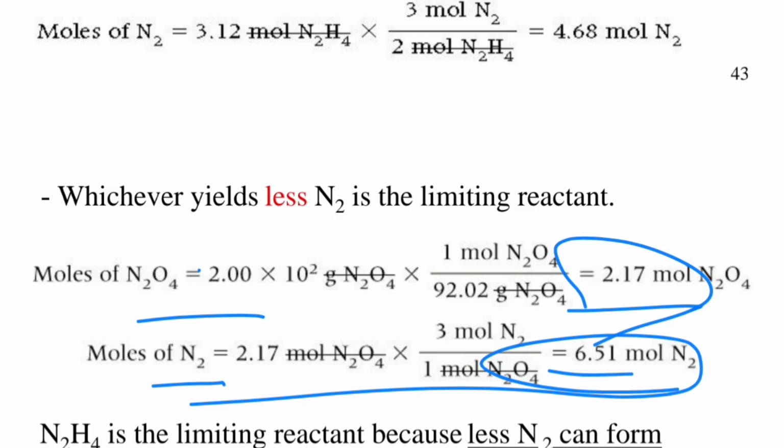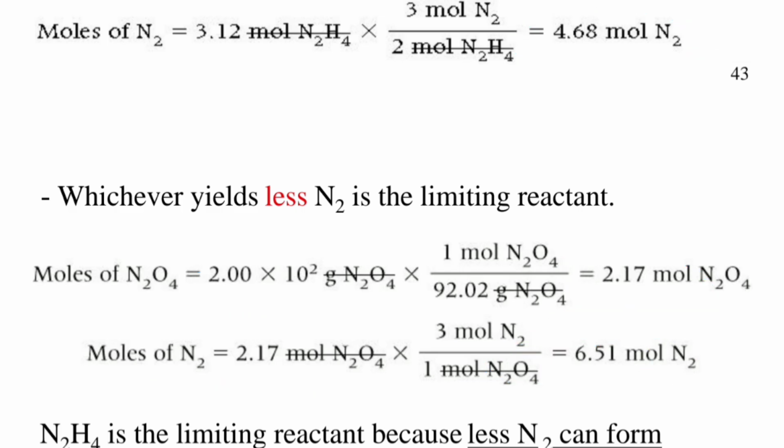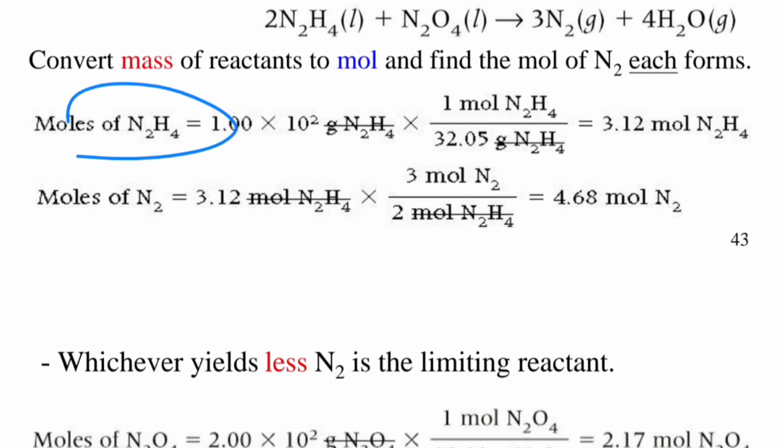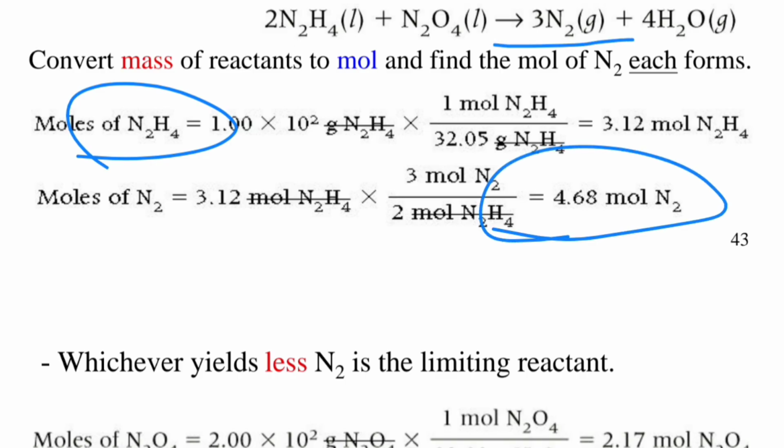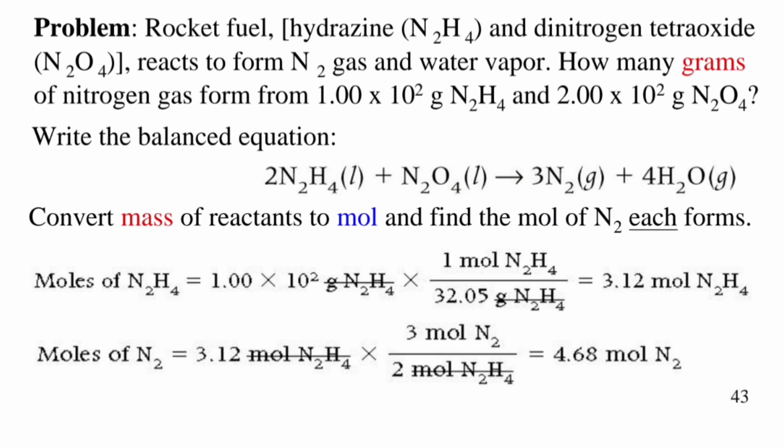The reactant which gives the lesser amount of product is the limiting reactant. Here we can see 4.68, and here is 6.51. So which is the limiting reactant? Hydrazine, N2H4, is the limiting reactant because it gives less amount of product, N2. So we calculate moles according to this, and we'll find out the mass.